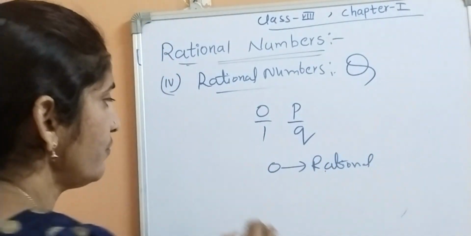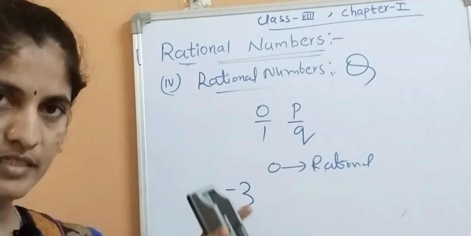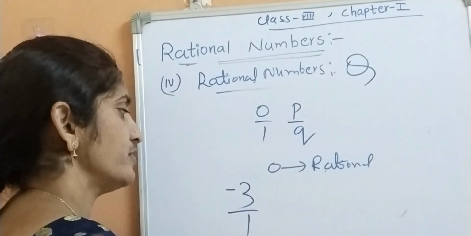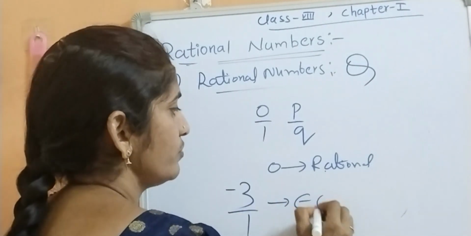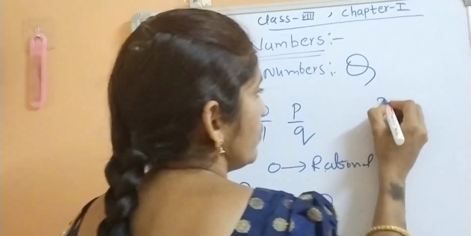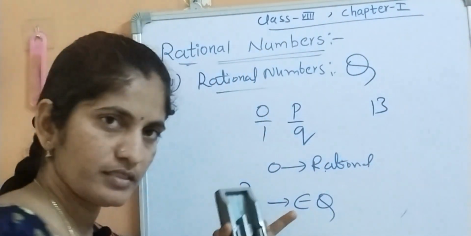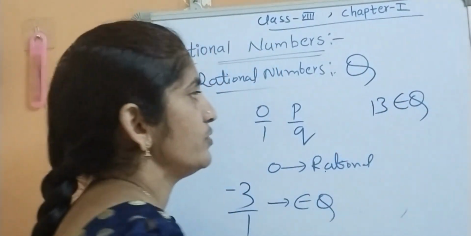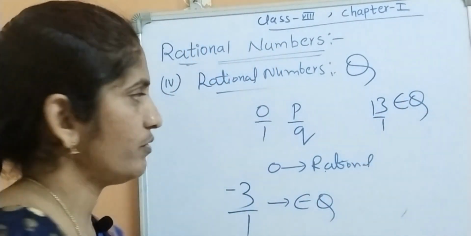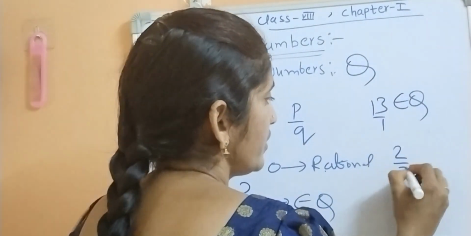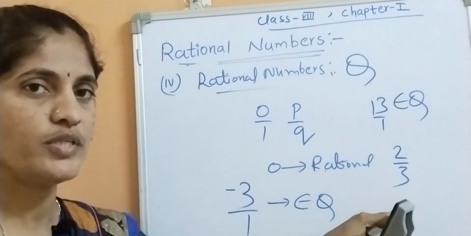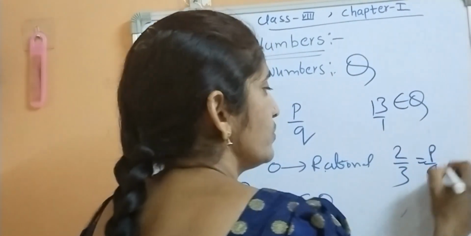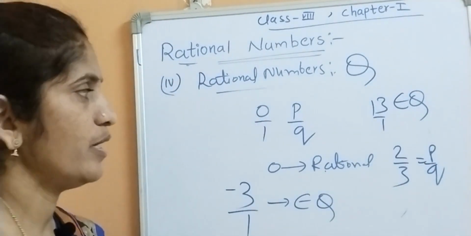If we write minus 3, is it a rational number? Yes, we can write it as minus 3 by 1, so this belongs to Q. 13, is this a rational number or not? Yes, it belongs to Q, so we can write it as 13 by 1. If we take 2 by 3, is this a rational number or not? Yes, it is in P by Q form, so this is a rational number.